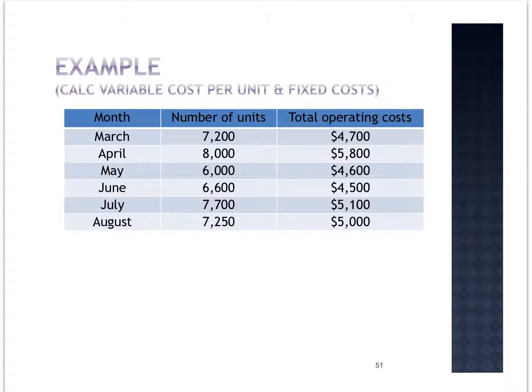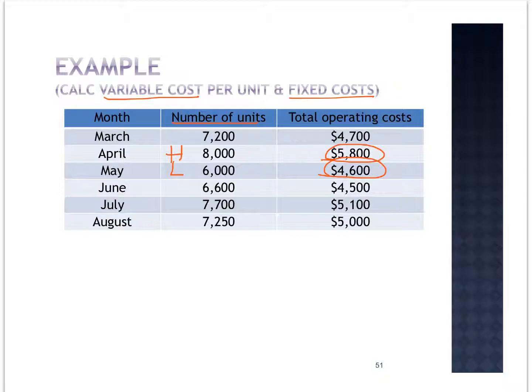Let's take a look at an example. Using the high-low method, we're going to calculate the variable cost per unit and fixed costs. So remember, we want the high and the low volume. So we're looking for the number of units. Looks like our high is going to be in April, and our low is going to be in May. So we're also going to need the costs that go along with those. These may not be the high or the low costs, but we don't care about that. We care about the activity level.